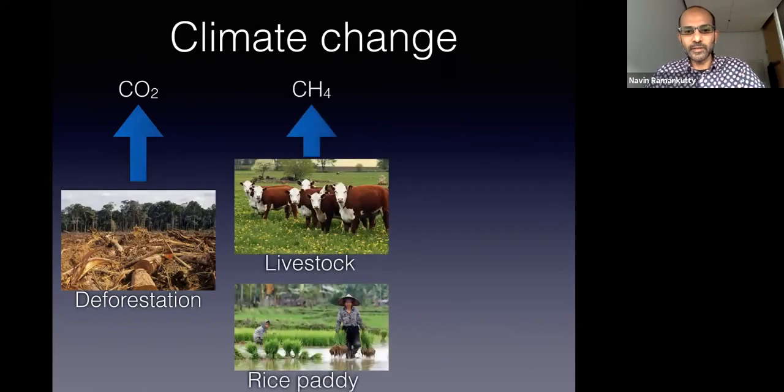When we grow rice paddies or when we have livestock grazing on the landscapes, they result in what's called anaerobic decomposition, where decomposition happens without oxygen and results in methane emissions. So these methane emissions, methane is also a greenhouse gas that causes climate change. And it's actually a more powerful greenhouse gas than carbon dioxide.